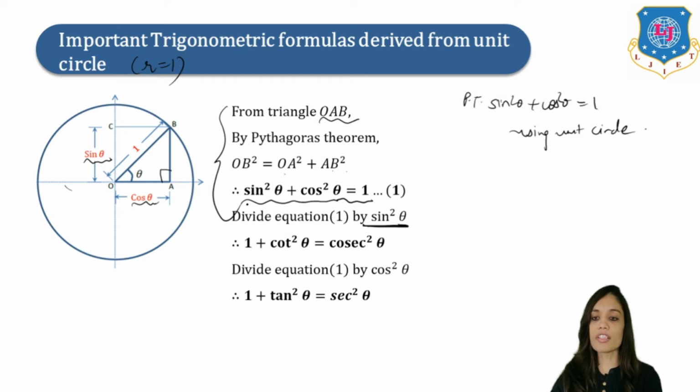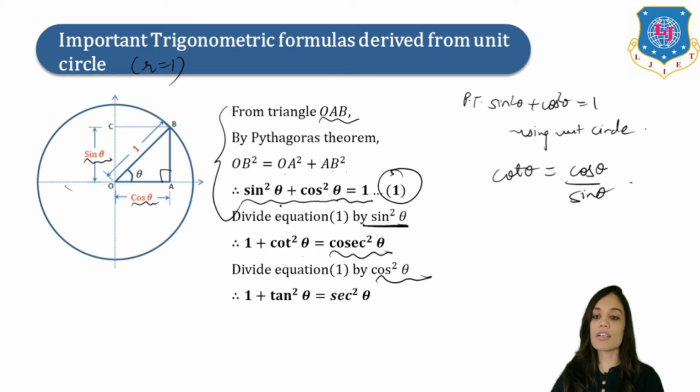So if I divide, this will become 1 plus cos square upon sine square. But we know cot theta is equal to what? Cos theta upon sine theta, right? So we will get 1 plus cot square is equal to 1 upon sine square, which means cosec square. So we have derived one more important formula, that is 1 plus cot square is equal to cosec square.